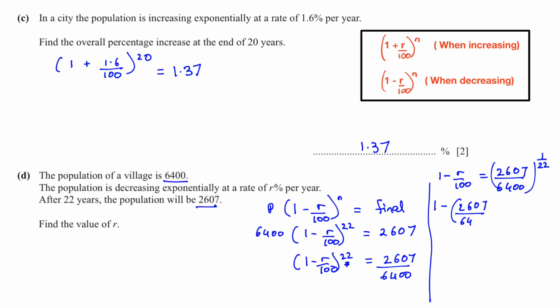Because I want to make r the subject, my r has to be positive. So it's equal to r over 100. Put this in the calculator, this whole thing, or you can just multiply the answer by 100. So 100 times (1 minus 2607 over 6400) to the power of 1 over 22 is equal to your r. And you will get r is 4. So the rate of interest is 4%.